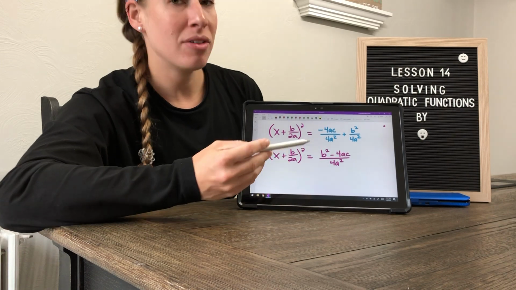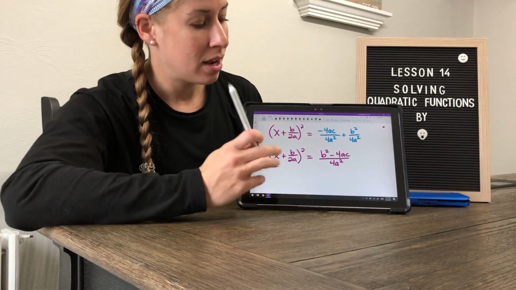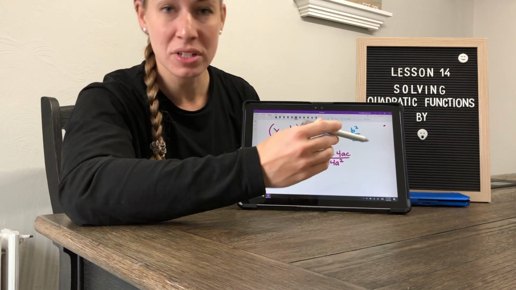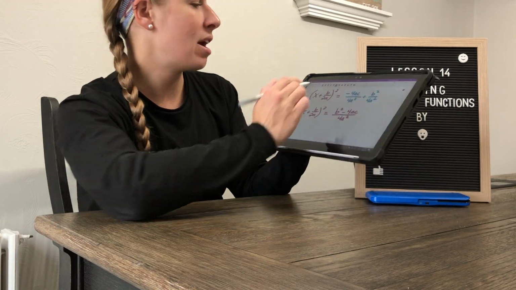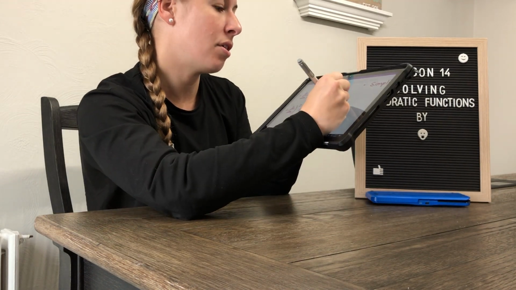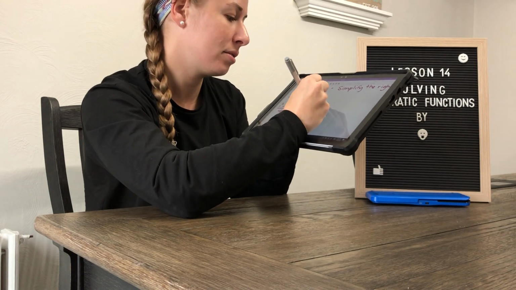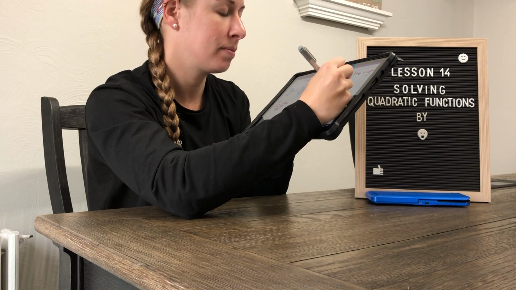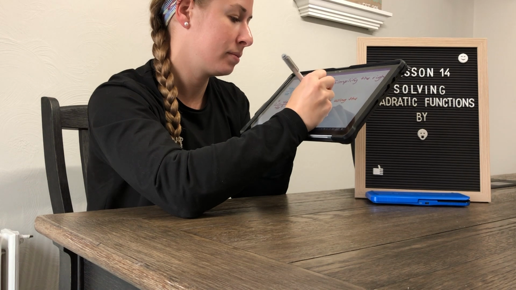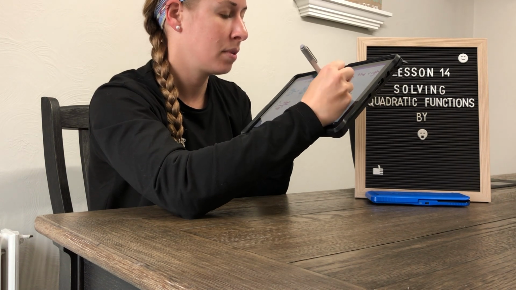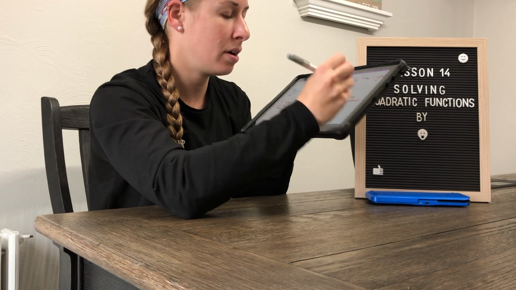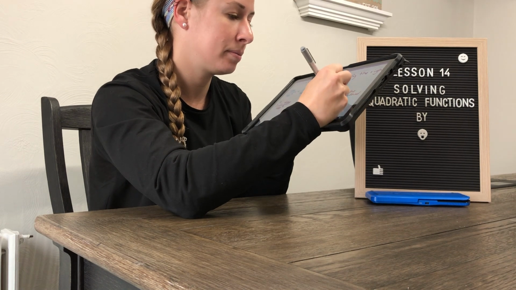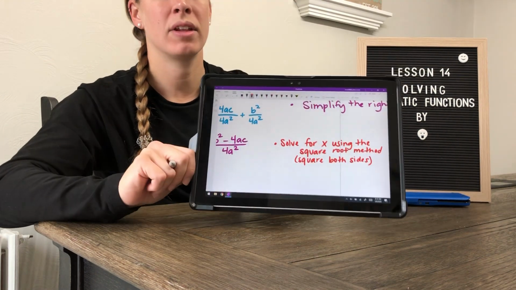Okay, so now that we've completed the square, now step number 4 of completing the square was to solve for x by using the square root method. So we can square root both sides, simplify the radical, blah, blah, blah. So now we're going to solve for x using the square root method. So we are squaring both sides. That was kind of a lot there.